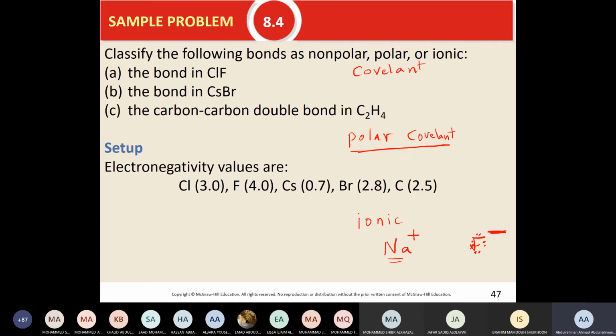While in covalent bond, I have fluorine, and the electrons are exactly in the middle. Like this. And what will be the charge in each fluorine? 0. Exactly. Clear? Okay.